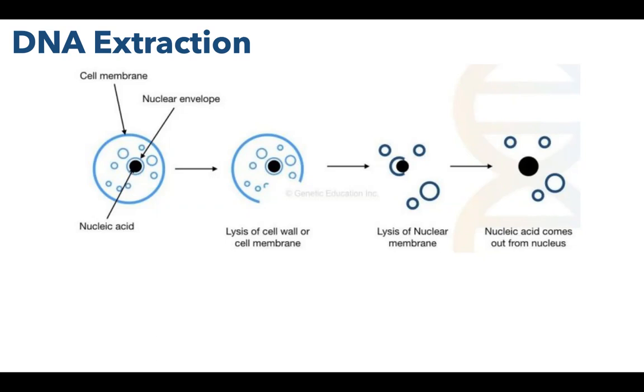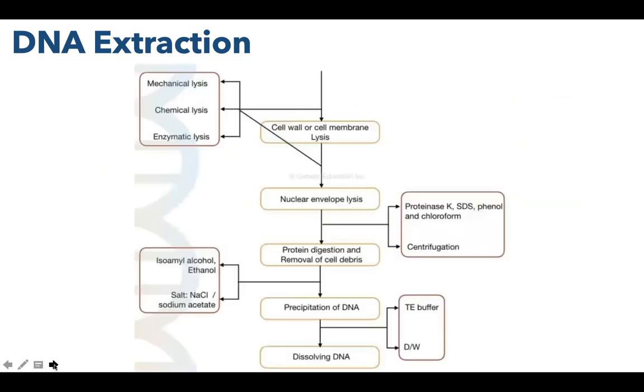So again, the flow is the same. You lyse the cell wall or the cell membrane. You also lyse the nuclear membrane, and your nucleic acid comes out from the nucleus. So the outline is you have lysis.